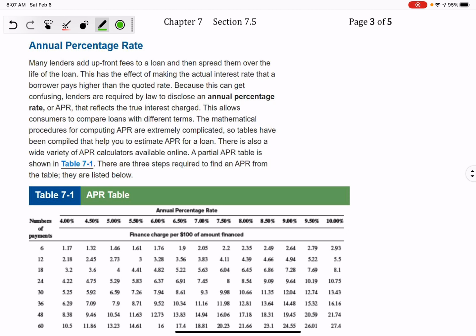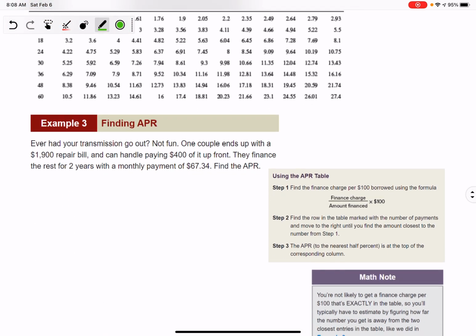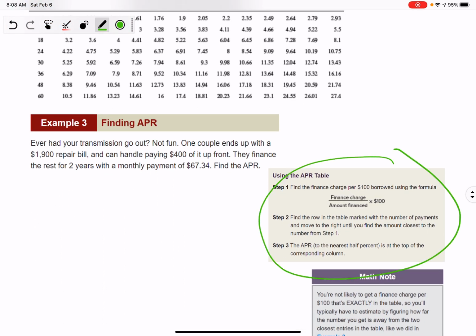The mathematical procedures for computing APR are extremely complicated, so tables have been compiled that help you to estimate APR for a loan. There is also a wide variety of APR calculators available online. Here we have a partial table to answer a couple of questions. There are 3 steps required to find the APR from the table. They are listed below. Here are our 3 steps, and we are going to slowly walk through these.